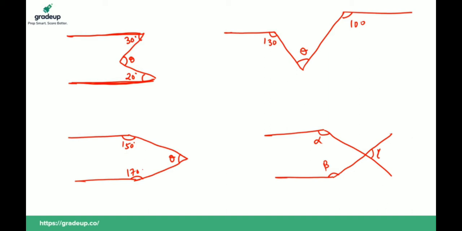Now listen carefully. In order to solve these questions, you have to draw some imaginary lines parallel to this. I will draw a parallel line which is parallel to this and this. If this line and this line are parallel and this is the transversal, if this is 30, then this should be 30 degrees, interior alternate angles. And if this is 20, then this is 20, so the whole angle is 50 degrees. I hope this is clear to all of you.